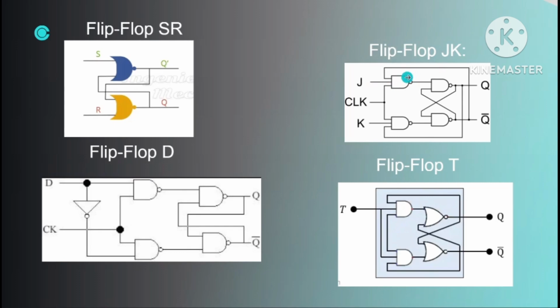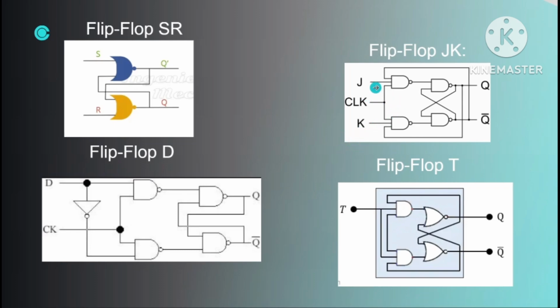Now, we have the flip-flop JK. It's an evolution of the SR designed to limit its invalid state. It is made up of NAND gates and a feedback system that allows it to alternate its state when both inputs are activated. It has three inputs: J, set, K, reset, and CLK, clock.